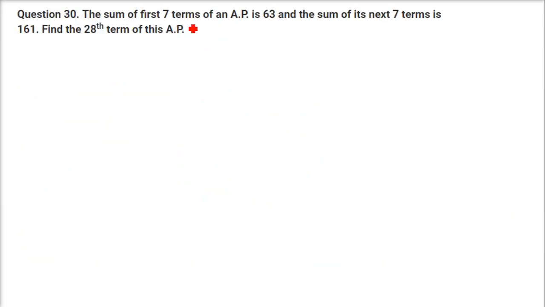The sum of first 7 terms of an AP is 63. That is S7 is 63. Sum of its next 7 terms is 161. That is next 7, so I cannot write it as 14. Because the question is, from here to here, 1 to 7, this sum is 63. Then from this 7 to 14.